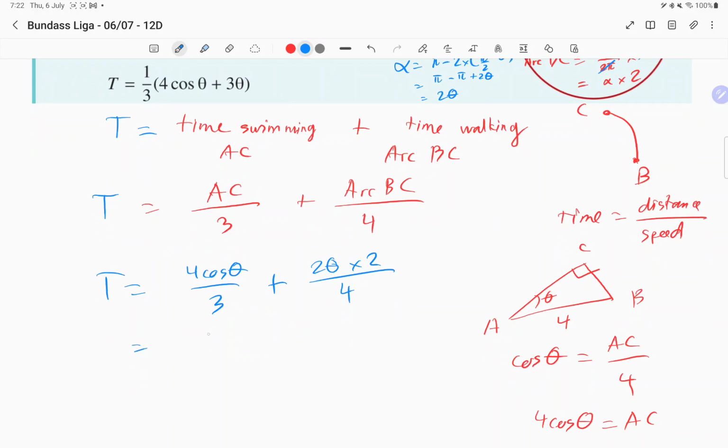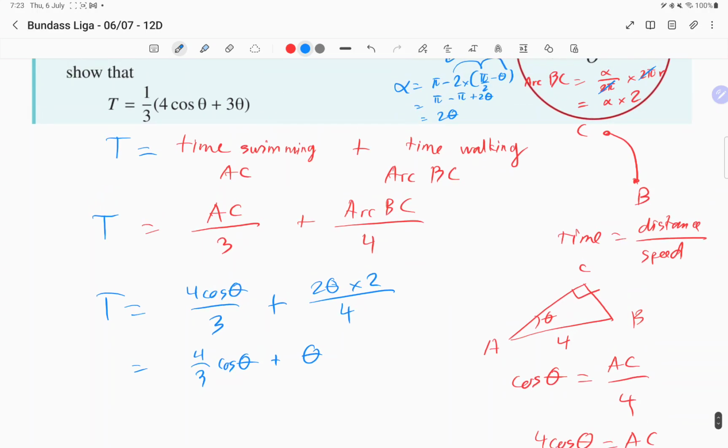So 2, so that would be 4 over 3, right? Cos of theta plus, and then 2 times 2 is 4, so that would just be 1 theta. And now, look at the equation here. It's just 1 over 3 times into the whole thing. So you take out 1 over 3 as a common factor, and it will leave the first one with cos theta. But how do we take out 1 over 3?